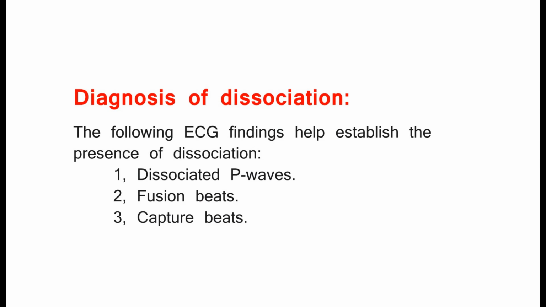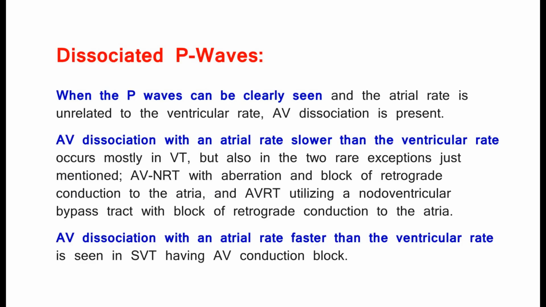1. Dissociated P waves. 2. Fusion beats. 3. Capture beats. Dissociated P waves. When the P waves can be clearly seen and the atrial rate is unrelated to the ventricular rate, AV dissociation is present.